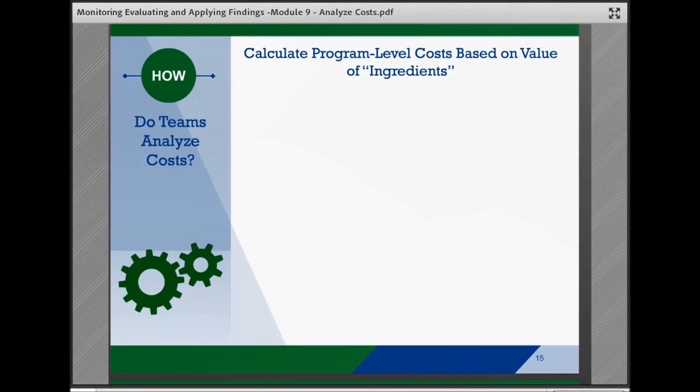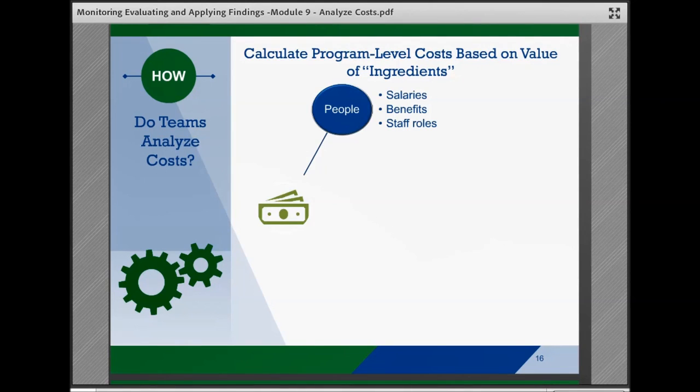How do teams analyze costs? One approach, called the ingredient method, itemizes all resources needed to do the required activities and deliver the services for an intervention. These may include costs associated with people, such as salaries and benefits, including direct service staff, supervisors, managers, and administrators.